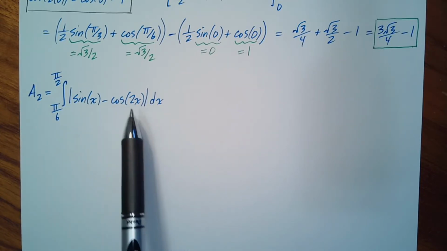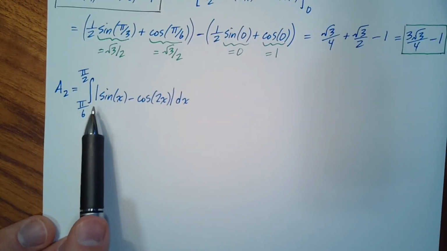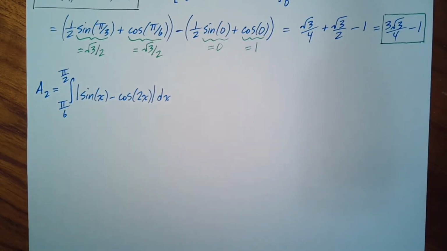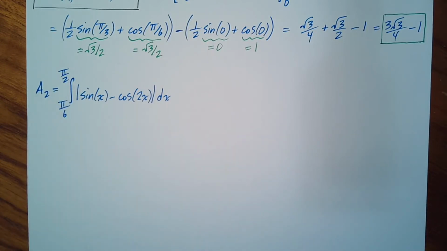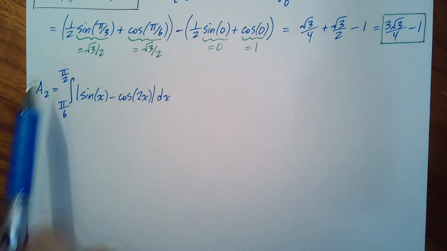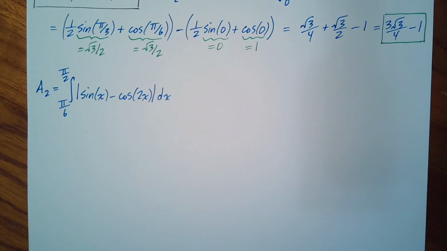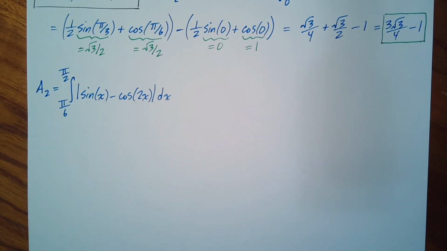But if cosine of 2x ends up being the bigger function like it was in the previous calculation up here, then those absolute value signs are going to have the effect of changing the order of subtraction. So we need to check. And again, we're going to do that by just picking some point between pi over 6 and pi over 2. You have the freedom to choose any point in that interval with the exception of pi over 6, because pi over 6 happens to be the point where sine of x and cosine of 2x are equal. So that won't give you any information. So pick any other point.